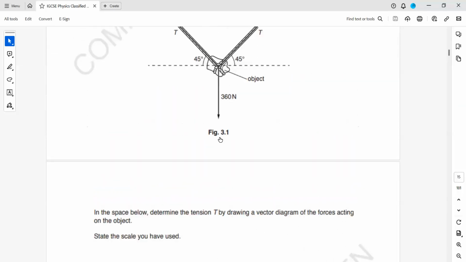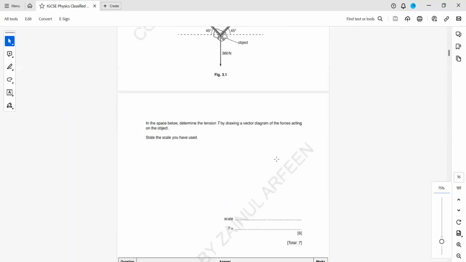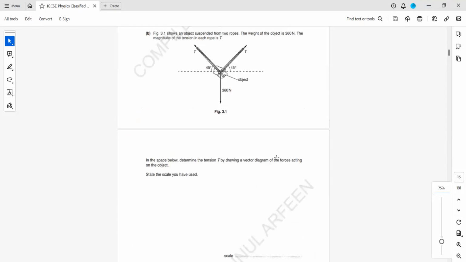So for a vector diagram, we have to use a scale, because a vector diagram cannot be done without a scale. But according to the change in the syllabus, the same question can now be done both ways, by Pythagoras or by a vector diagram. Because this is from an old past paper, the only option available was to use a vector diagram. But how do we do a vector diagram?